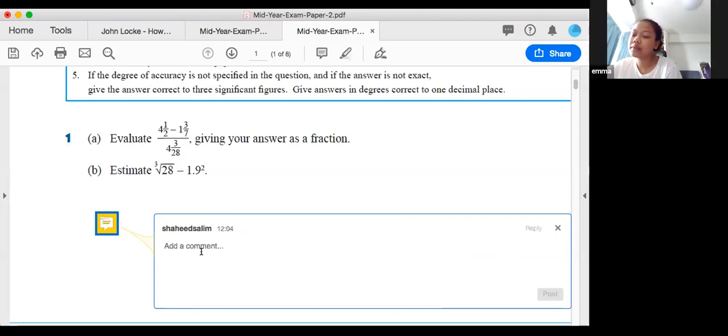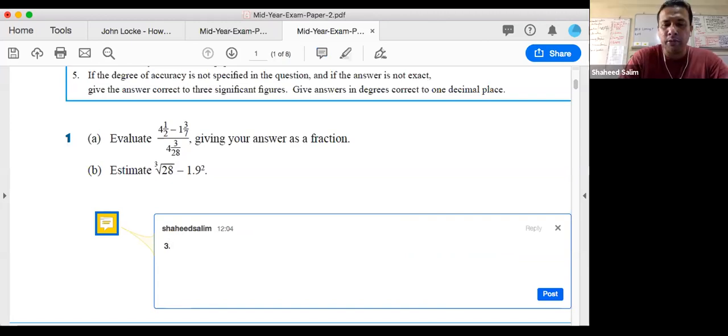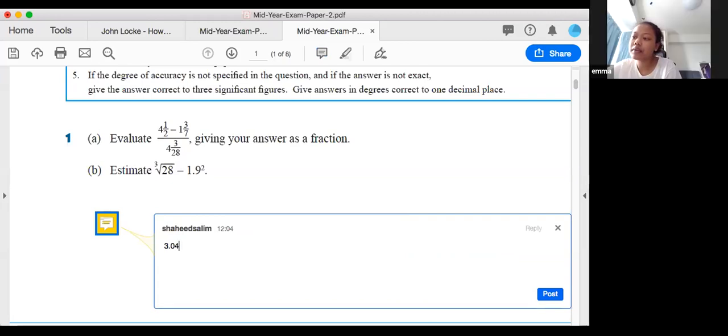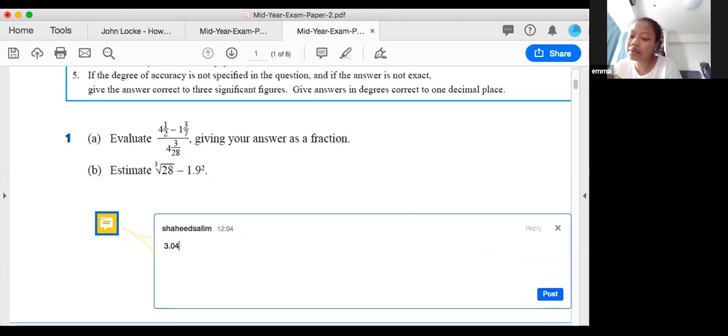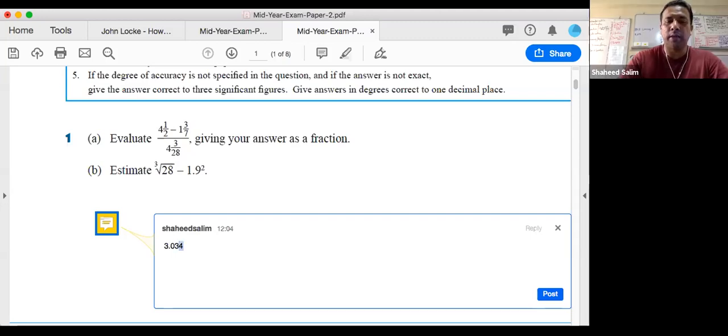3.04. Any more digits after that? No, I rounded it off. Okay, you're going to round off to the third decimal place. 3.037. Okay, so minus 1.9 squared is how much?